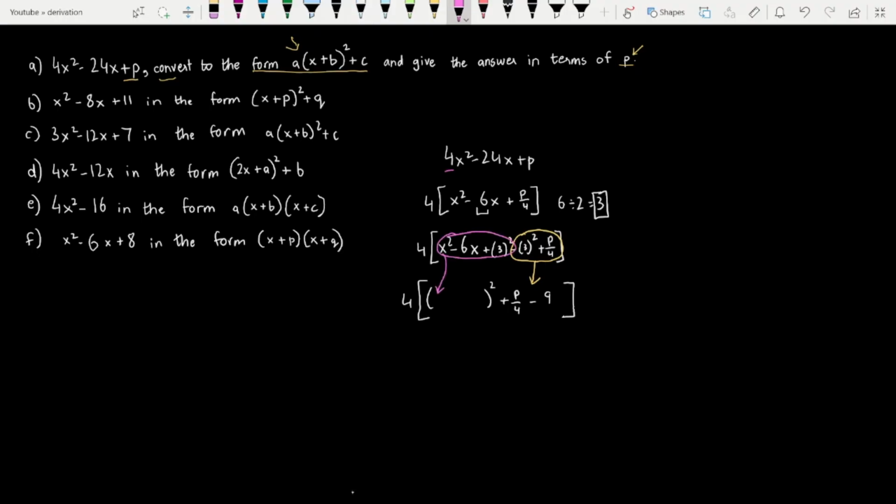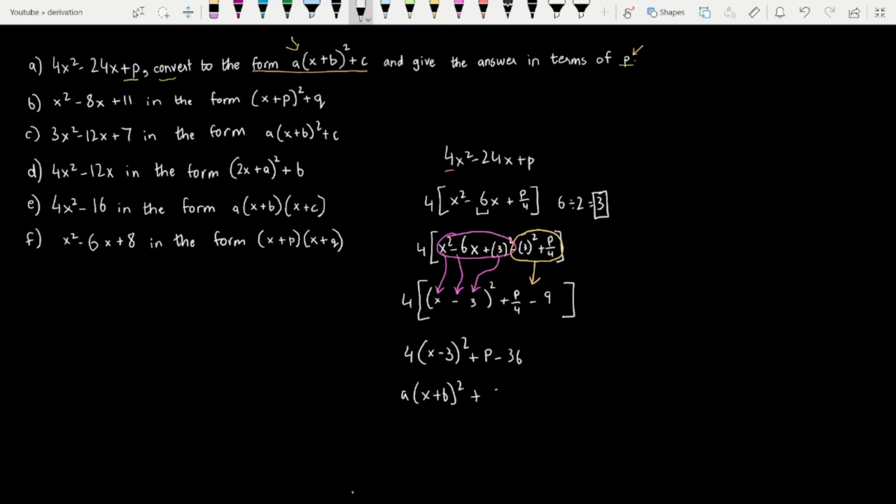So we're going to take the x over here, take the sign from the middle term, and take this 3 right over here. So this is going to be x minus 3. Okay, and then all we've got to do is multiply by the 4. So this is going to be 4 times x minus 3 squared, and then we multiply all of this with 4. So this is just going to be p minus 4 times 9, which is 36.